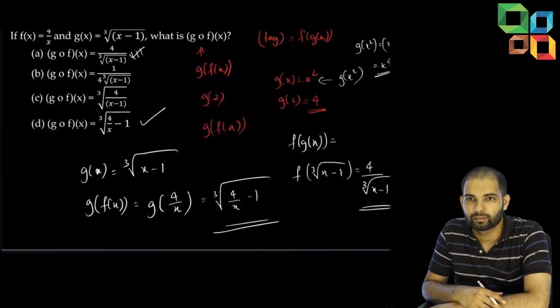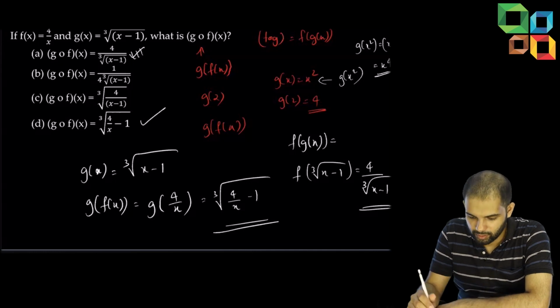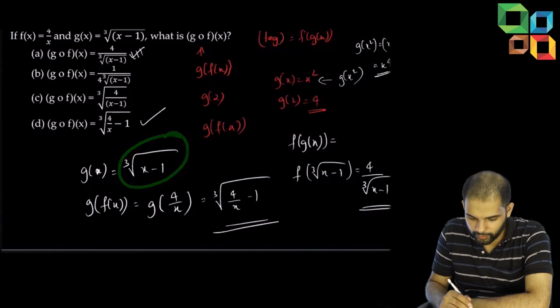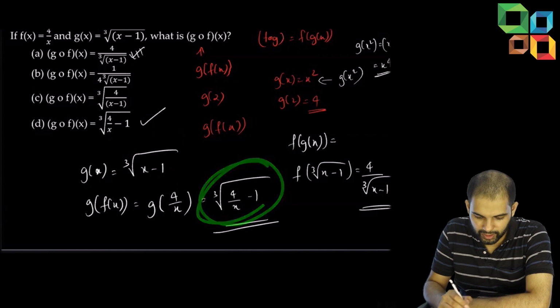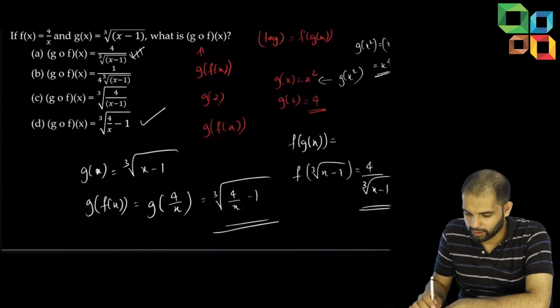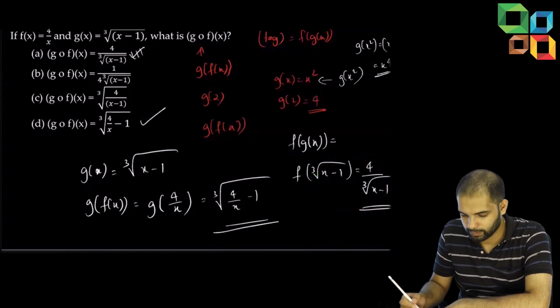So the question is asking g of f of x, for cube root of 4 by x minus 1. This is the answer. Option D is your correct answer. I just gave this for practice.